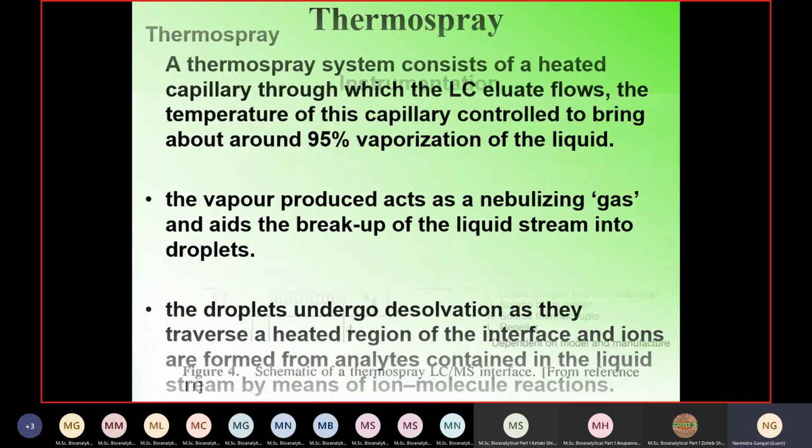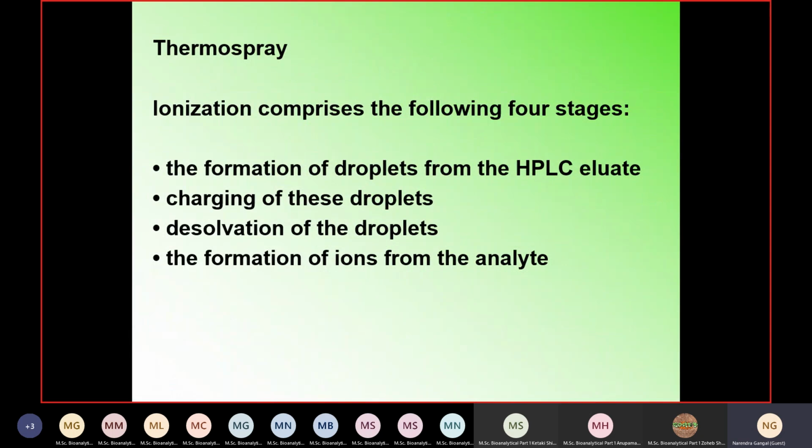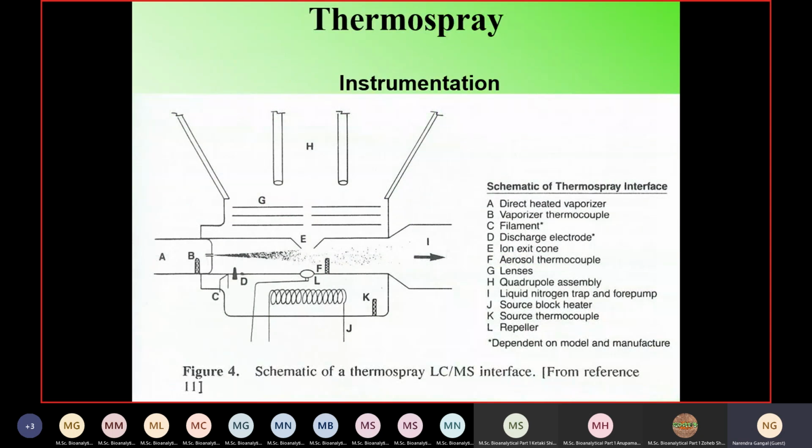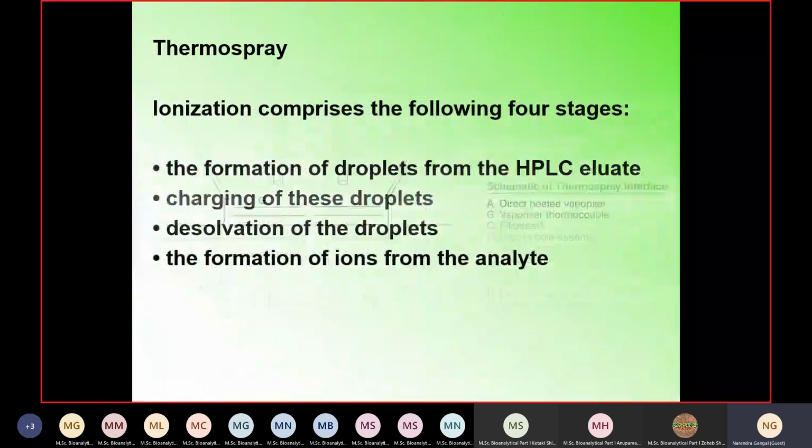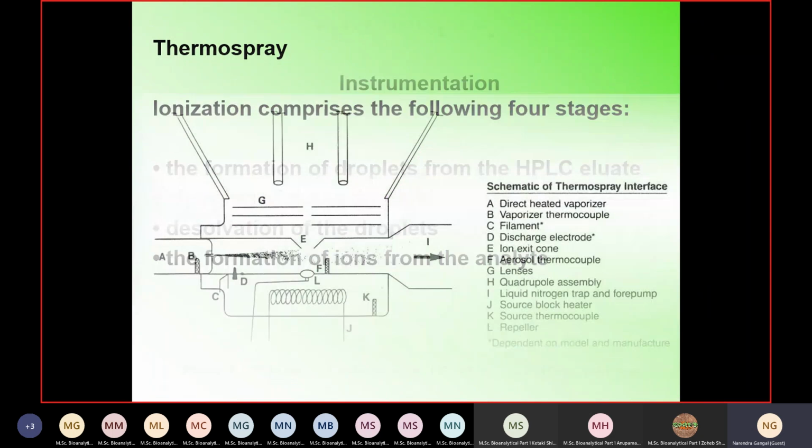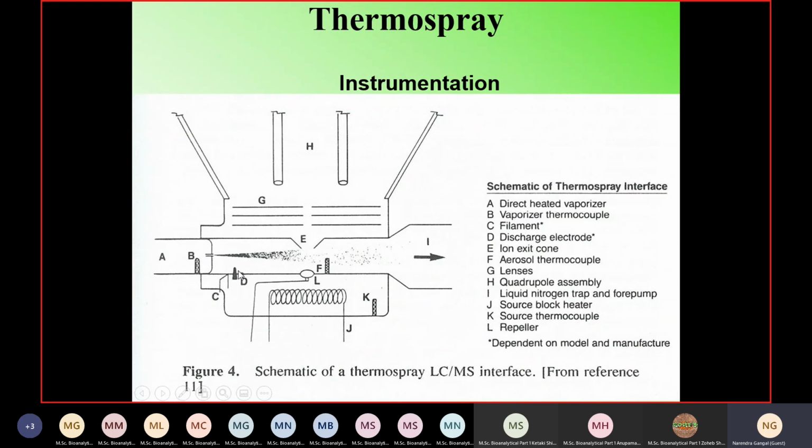Simultaneously, then there is a desolvation of the droplet, that is, solvent molecules are going out from the droplets that are formed, and only solute ions are left. And after the desolvation, there is the formation of the analyte ions. So here in this portion, where my cursor is, can you see the cursor? Yes, sir. Okay. Yes, sir.